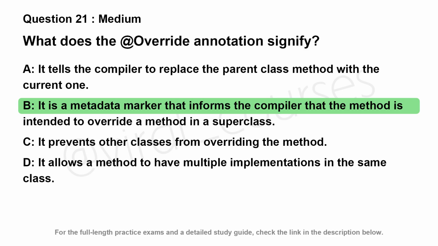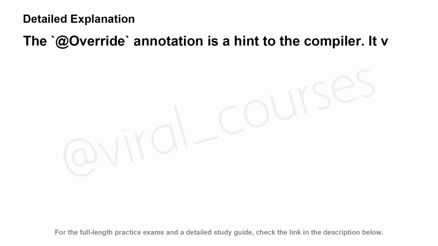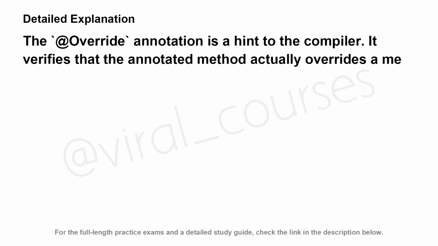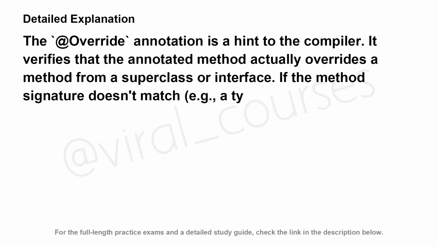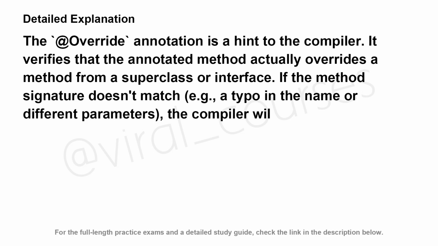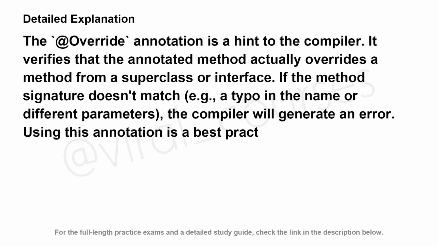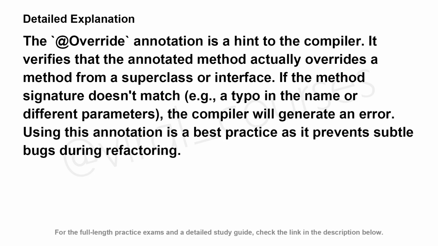The correct answer is B. The @Override annotation is a hint to the compiler. It verifies that the annotated method actually overrides a method from a superclass or interface. If the method signature doesn't match, e.g., a typo in the name or different parameters, the compiler will generate an error. Using this annotation is a best practice as it prevents subtle bugs during refactoring.